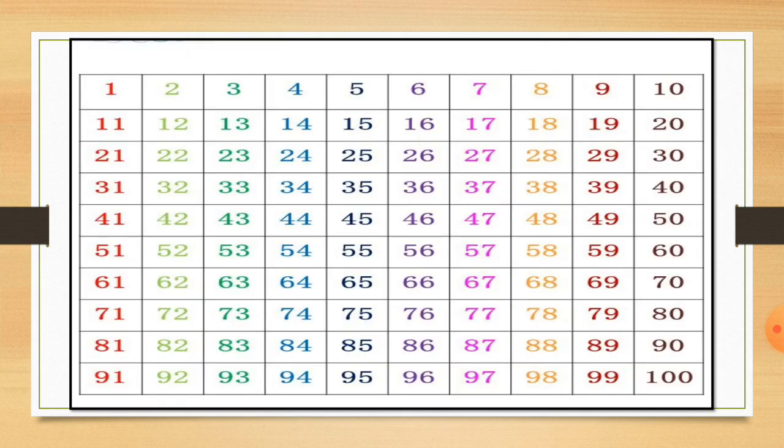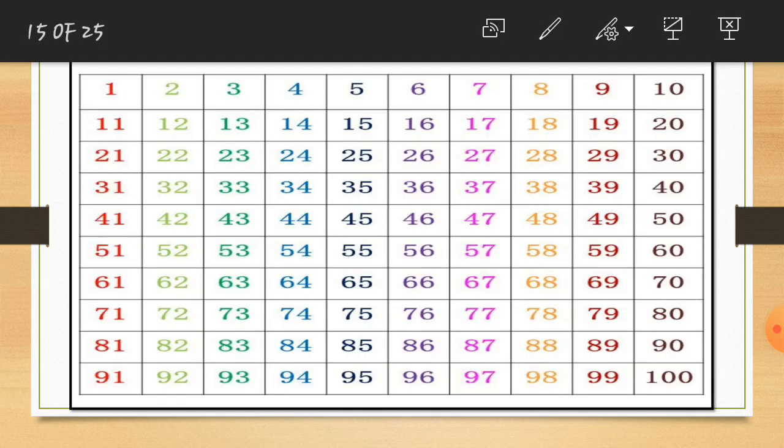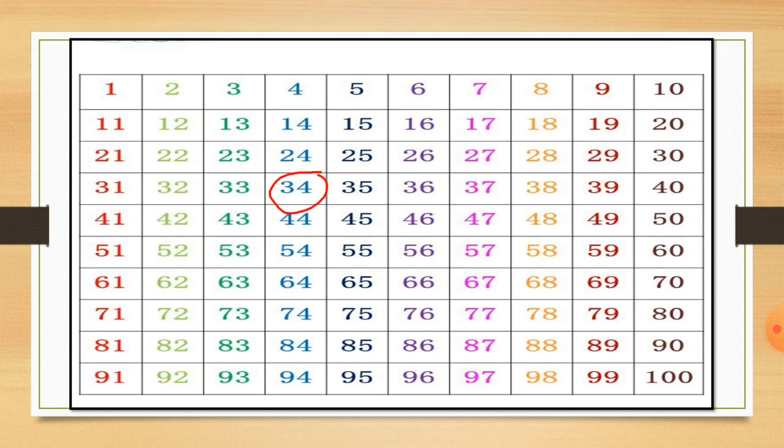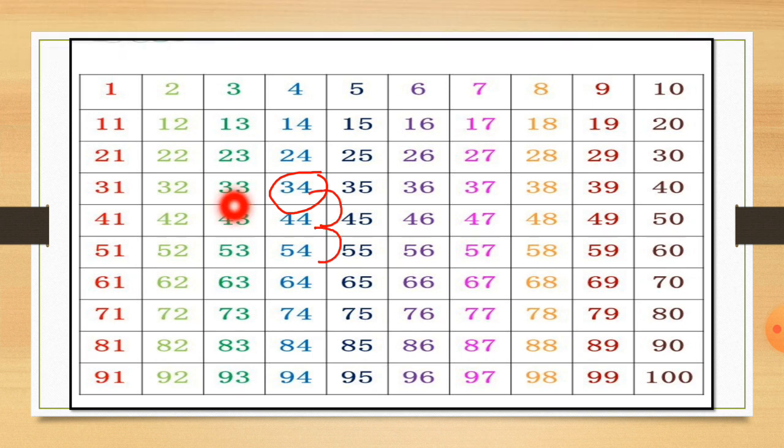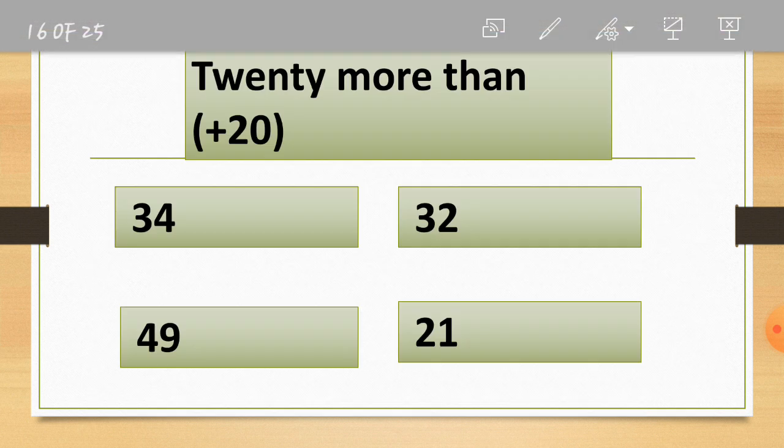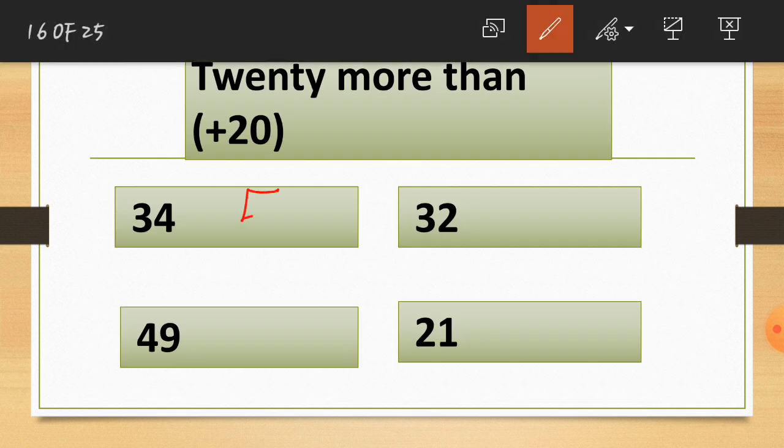So here is the hundreds grid. Let's see where is the 34 number. First I circle the 34 number. So here is the 34 number. To add the 20 numbers, we have to go down 2 steps as I told you. So let's go down first. So here is the 1 number and here is the 2 number. So 2 steps down as I told you. Here is the 1 step and here is the 2 step. So we will get this answer. You can see 54 as the answer. So let's write the answer which is 54 here as we get in the hundreds grid.